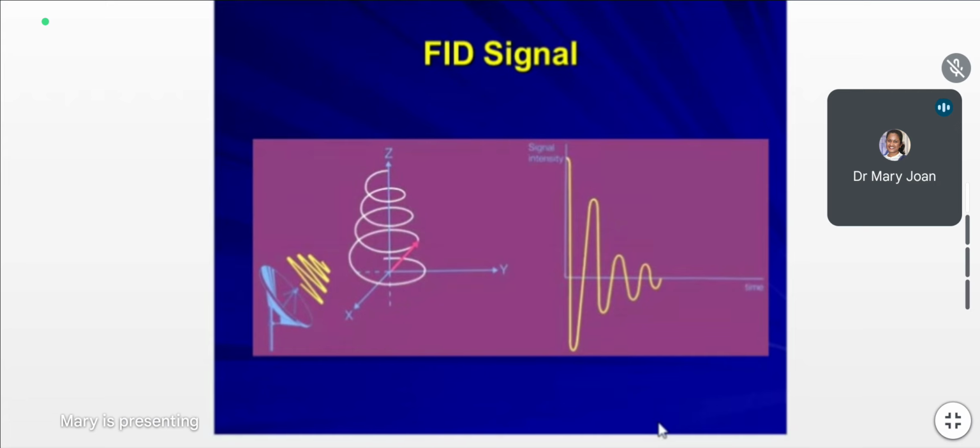How the signal intensity varies with time. You can see that as the time passes, the signal intensity decreases.